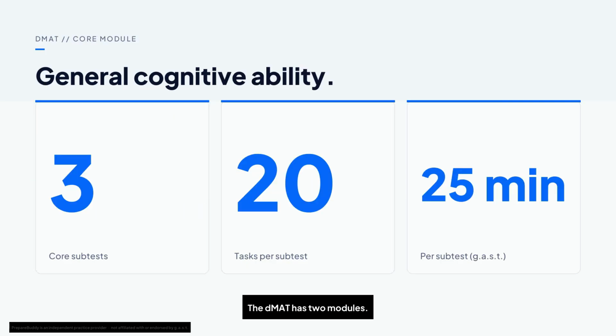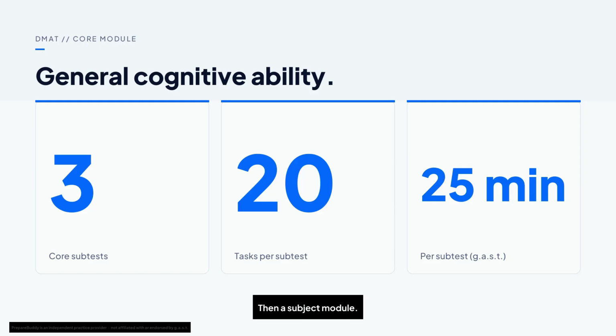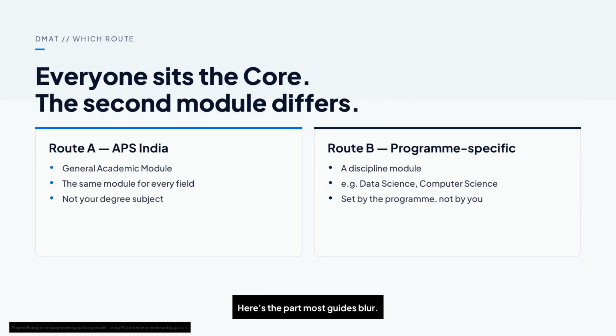The dMAT has two modules. The core module measures general cognitive ability. 3 subtests, 20 tasks each, 25 minutes each. That's g.a.s.t's, EAG's own published figure. Then a subject module. Here's the part most guides blur.